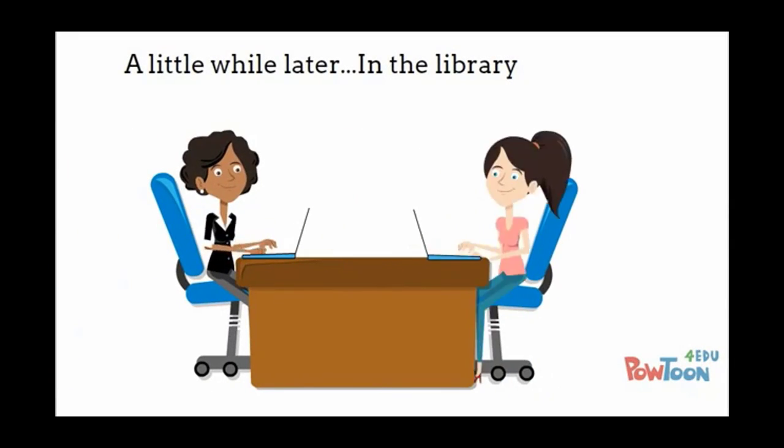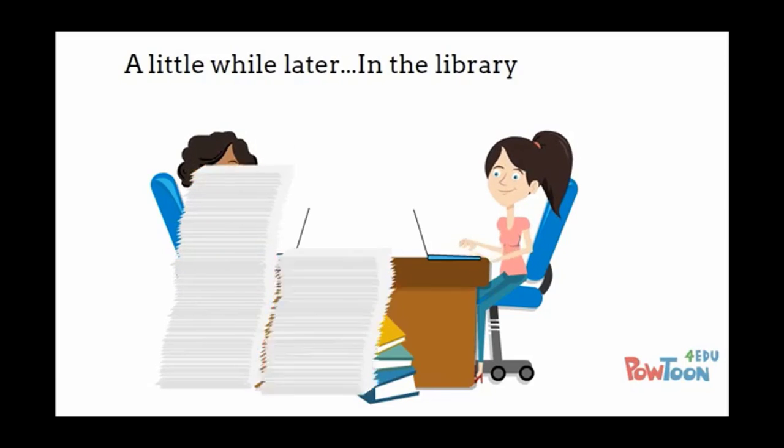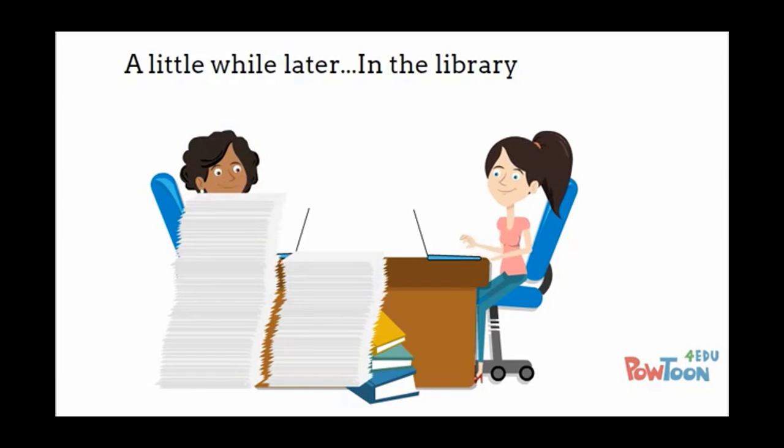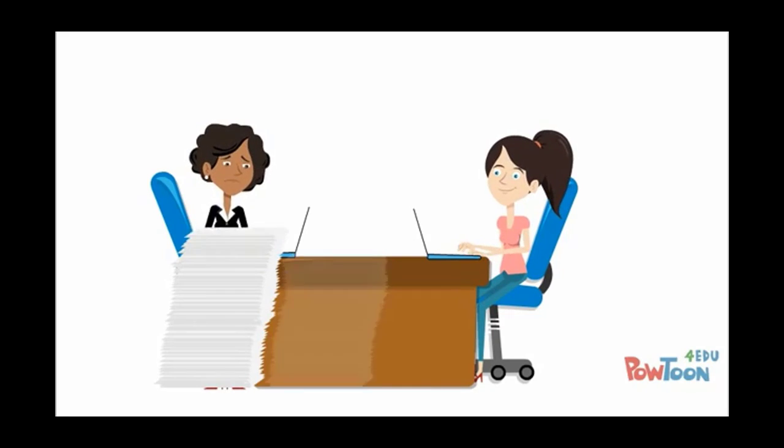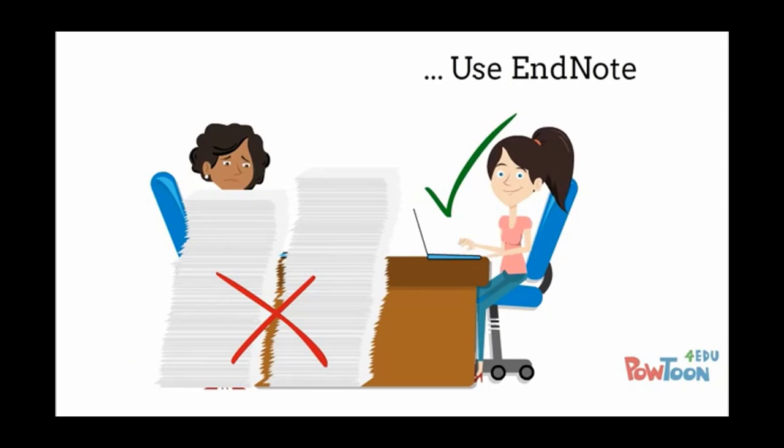Later in the library, while both girls are working on their assignments, Jackie is printing everything. It's hard to stay organized. Meanwhile, Janie is using EndNote and saving all of her sources into one place. Don't be like Jackie. Use EndNote.